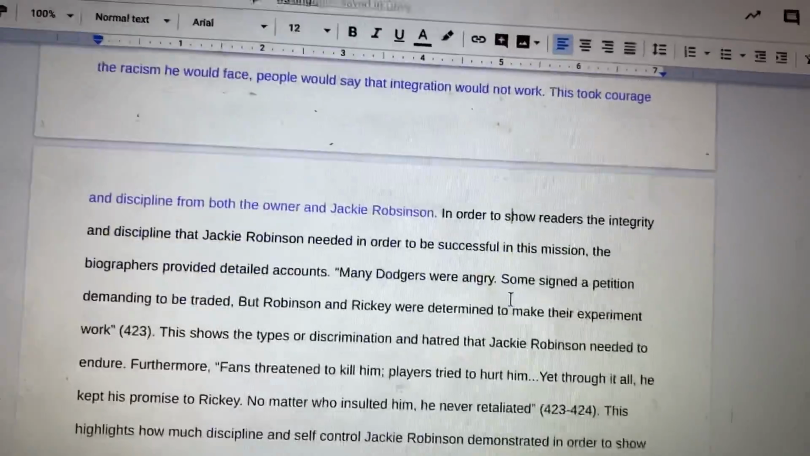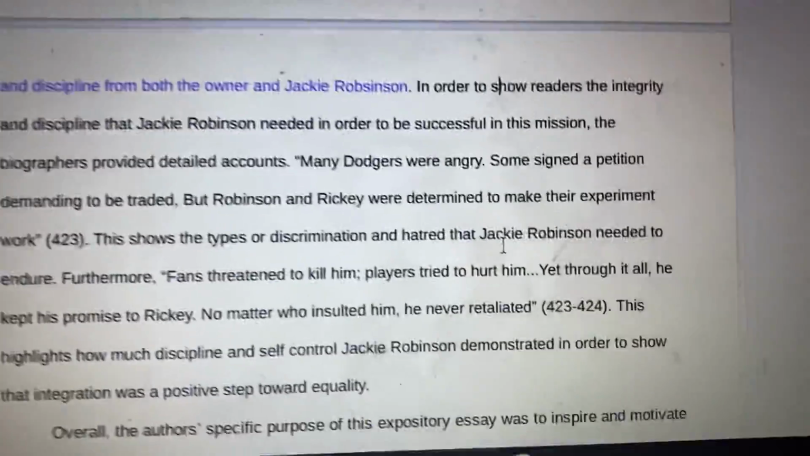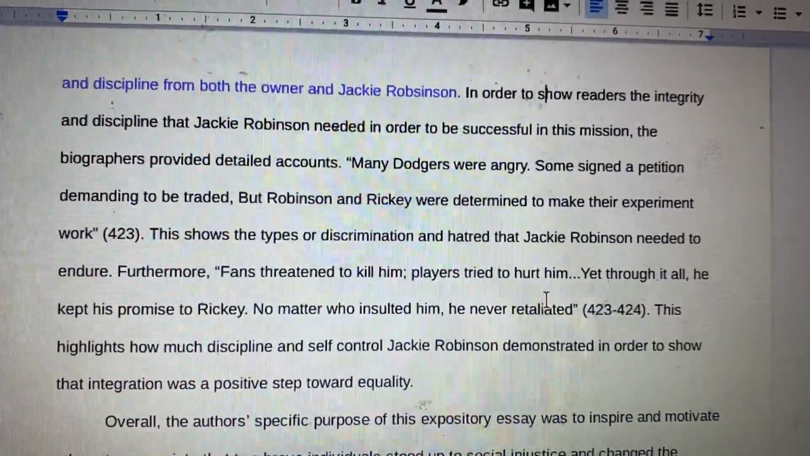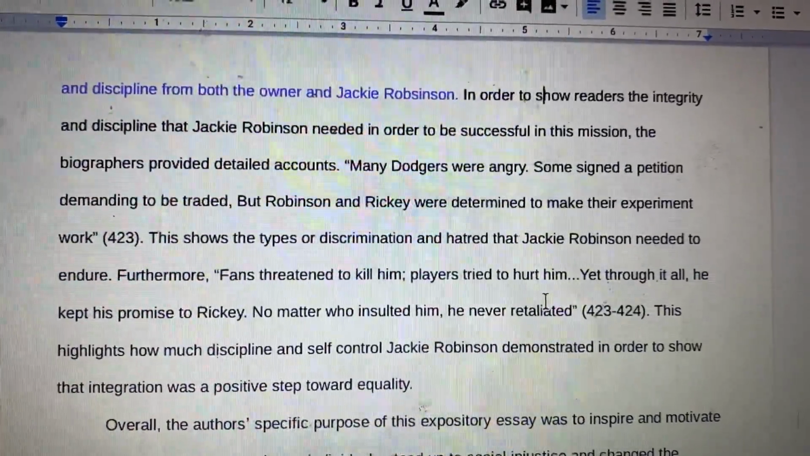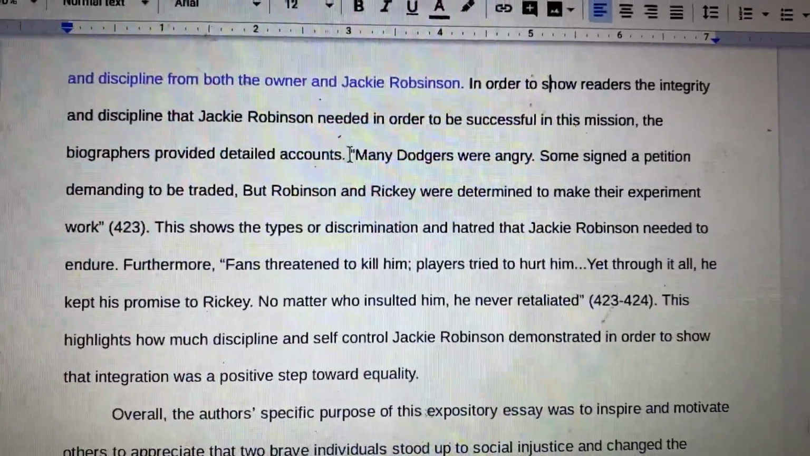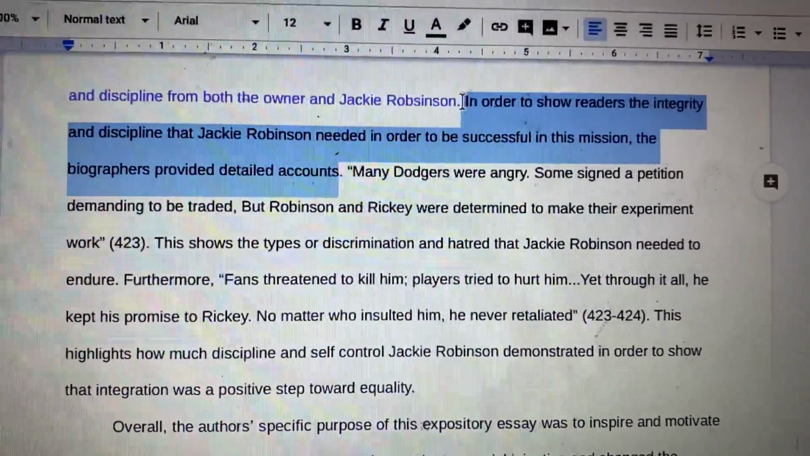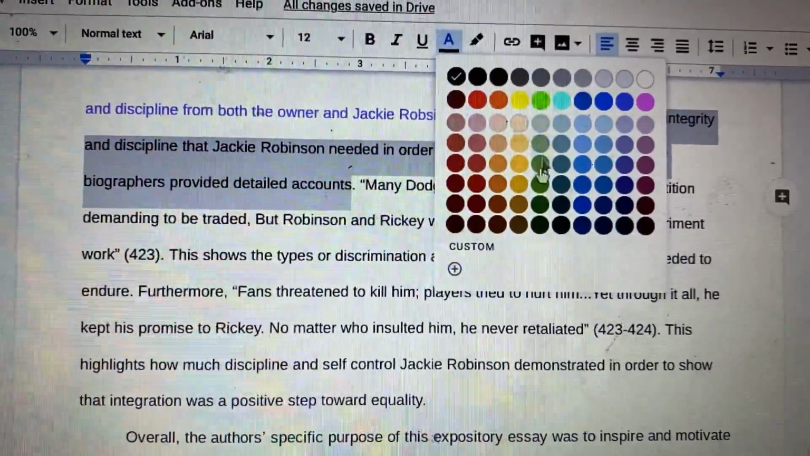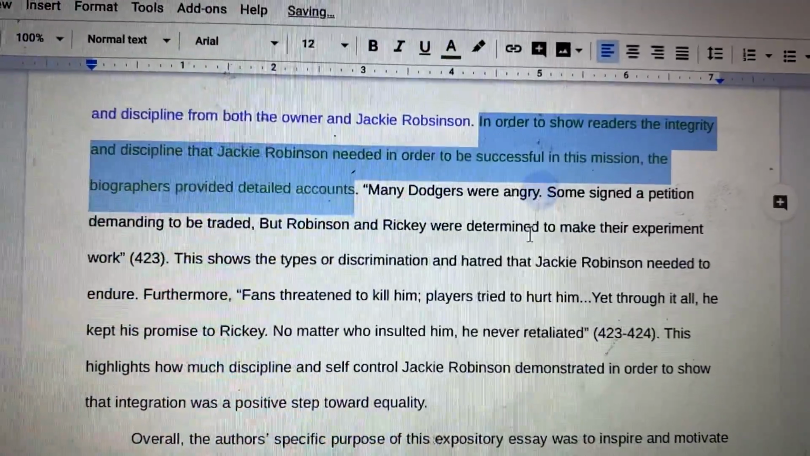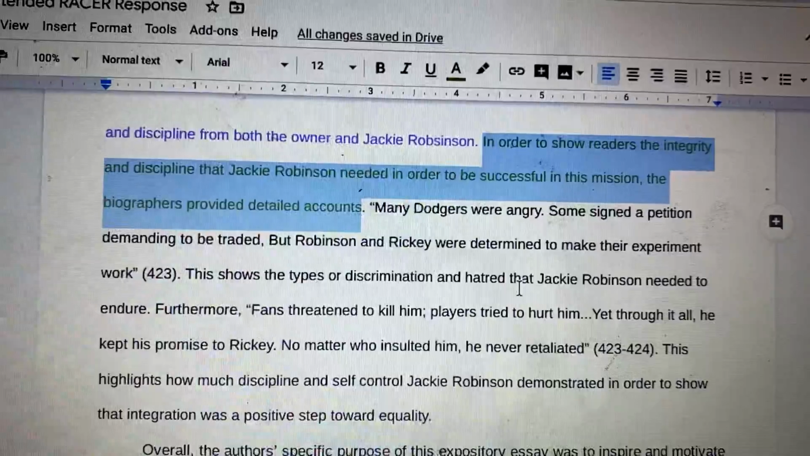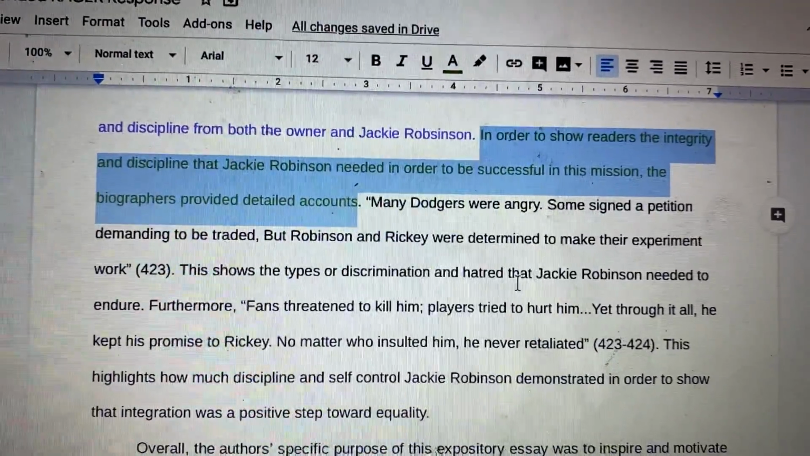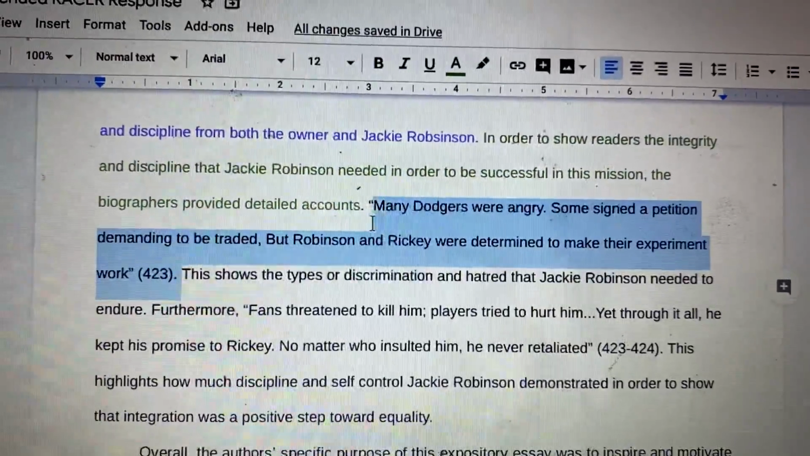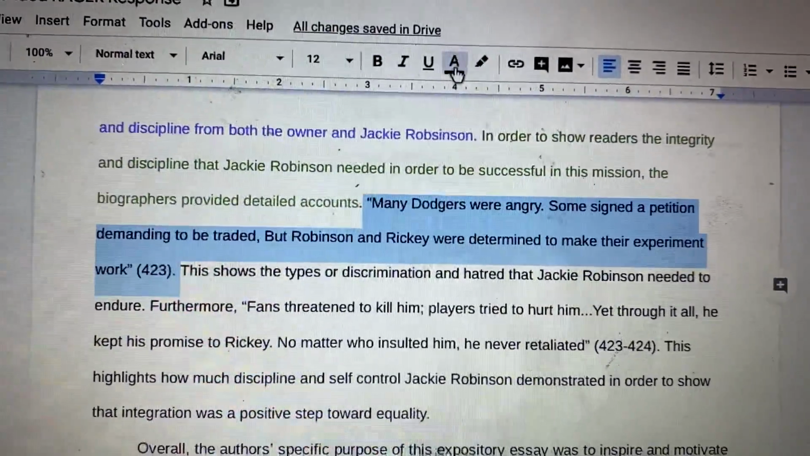Okay. In order to show the readers the integrity and discipline that Jackie Robinson needed in order to be successful in the mission, the biographers provided detailed accounts. But this is the other type of details I said that were necessary to show the author's specific purpose. So here is my context. So that's green. Many Dodgers were angry. Some signed petitions demanding to be traded, but Robinson and Rickey were determined to make their experiment work. Took this right from the text. Here's my evidence.